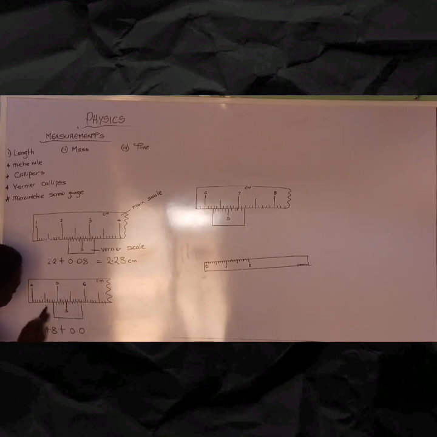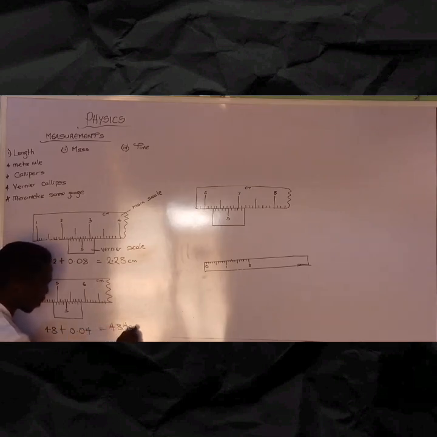If you check, it coincides at this level. 1, 2, 3, 4. So that is 4.84. So the answer is 4.84 centimeter. This is how to read.